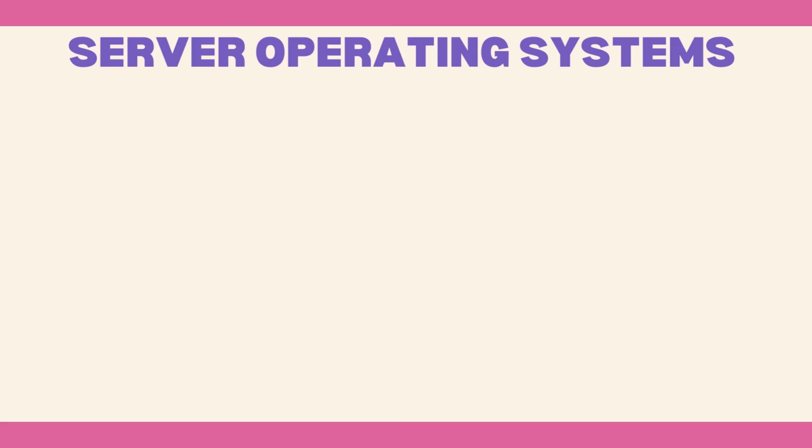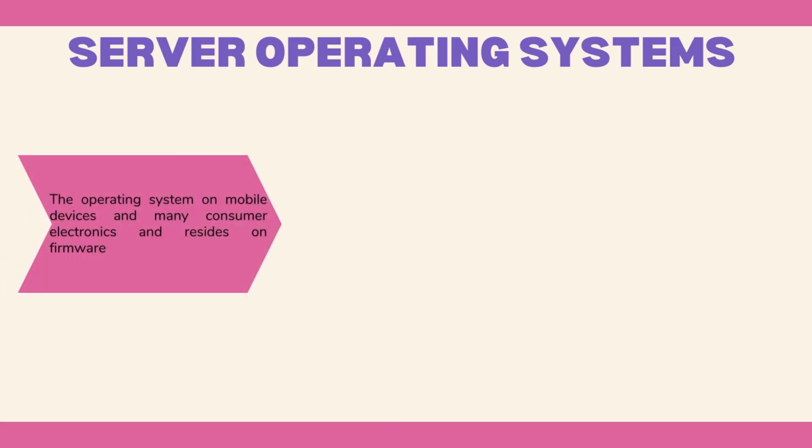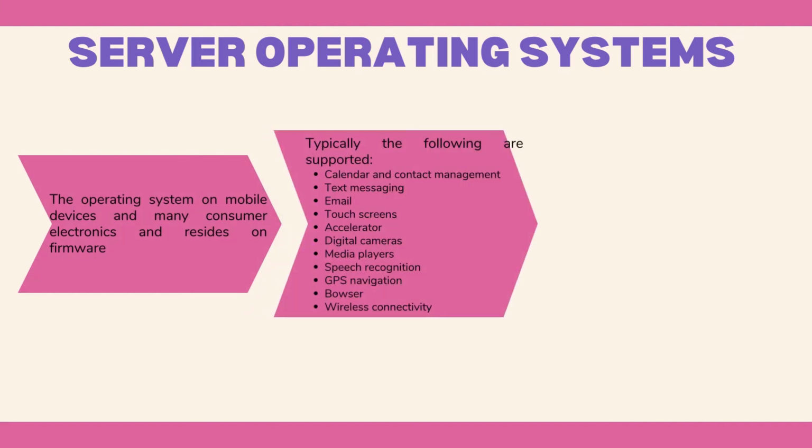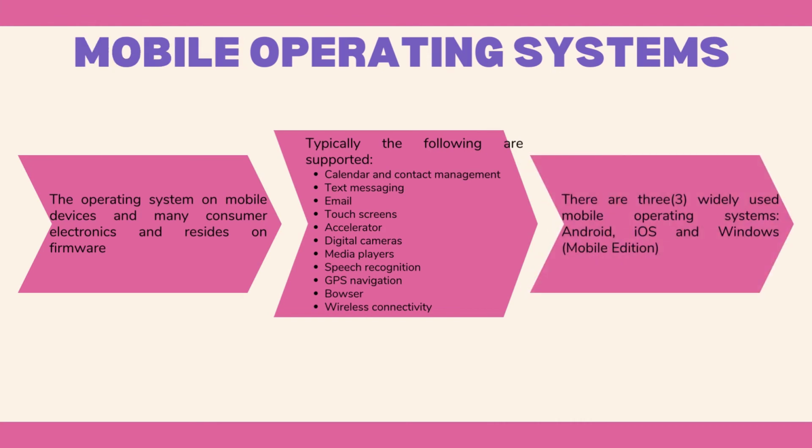Mobile operating systems: the operating system on mobile devices and many consumer electronics, which resides on firmware. Typically the following are supported: calendar and contact management, text messaging, email, touch screens, accelerometer, digital cameras, media player, speech recognition, GPS navigation, browser, wireless connectivity. There are three widely used mobile operating systems: Android, iOS and Windows Mobile Edition.